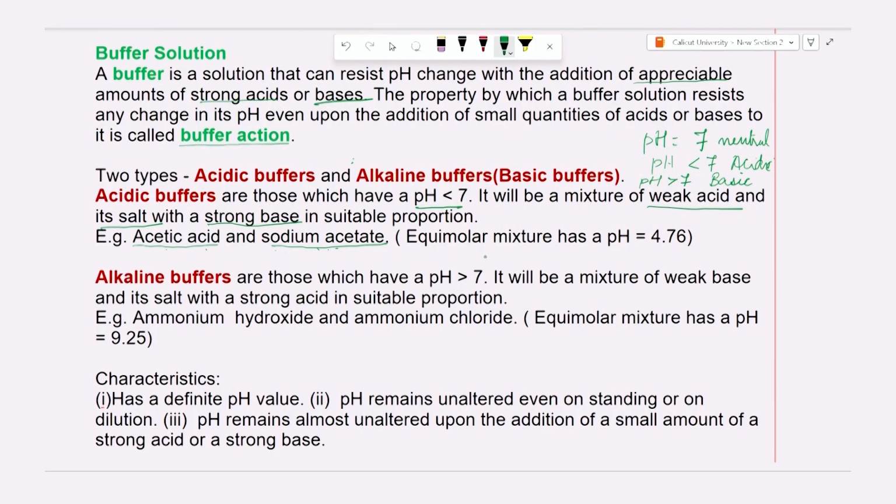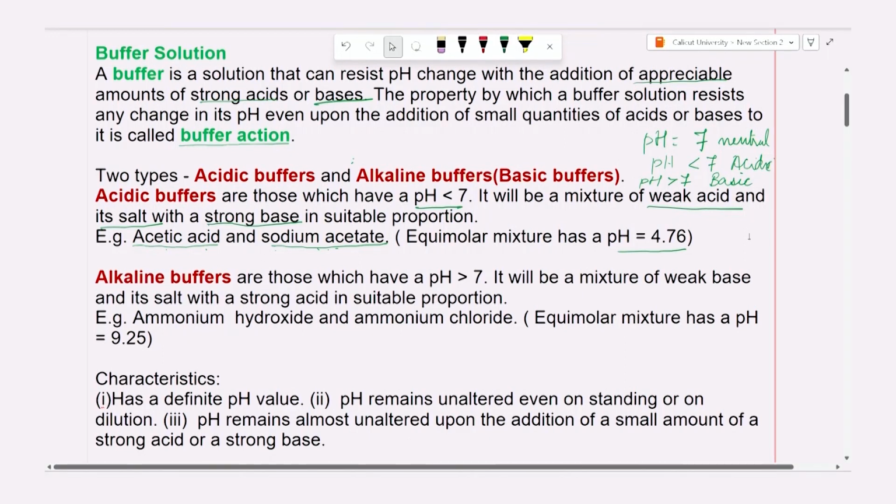Now, if I take an equimolar mixture, what does equimolar mean? If I am taking 1 molar acetic acid, sodium acetate should also be 1 molar. If it is 2, then the other one is also 2. It will have a pH around 4.76. Now, even if you add small quantities, or somewhat appreciable amounts, of strong acid or a strong base, the pH does not change; it still remains at 4.76.